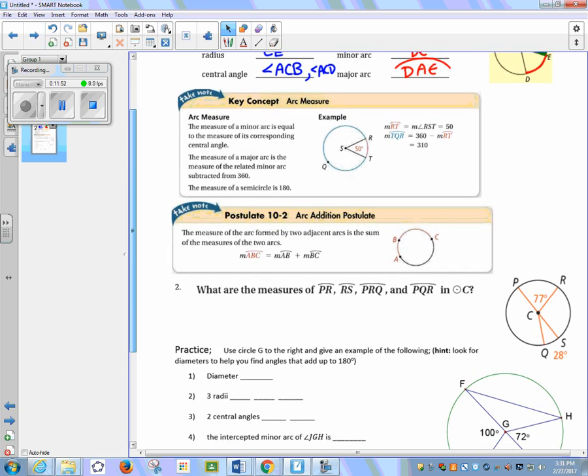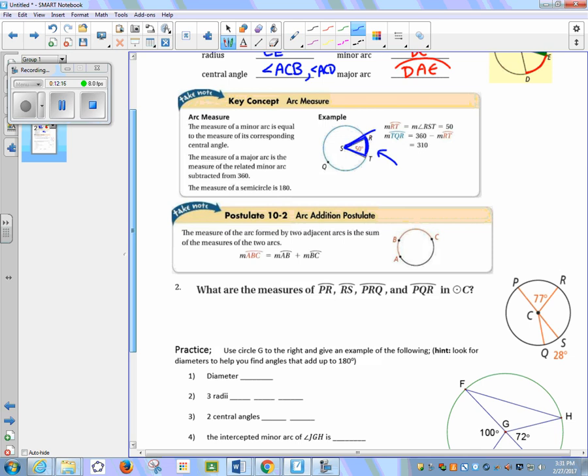Okay, so this is just kind of a recap of talking about the arc measures as they relate to the central angle. So remember what we just talked about with a central angle is an angle that has a vertex at the center. And we talked about the intercepted arc is the piece of the circle that is in the interior of that angle.